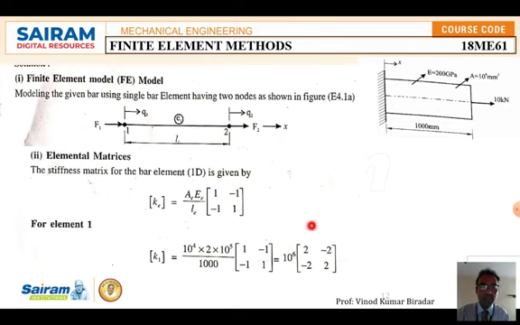Now this is a stiffness matrix. Since there are 2 nodes, it is a 2 by 2 matrix, so write here 1 2, 1 2. What is the property of the stiffness matrix? The main diagonals are always positive. Yes, we got positive values, and it is symmetric.